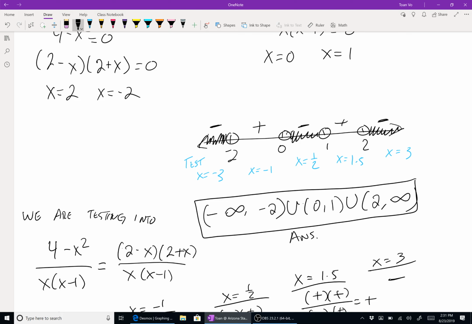Sign diagrams. To me, they're fun. It's sort of like drawing without needing to be an artist. So to solve nonlinear inequalities, get everything onto one side, factor as much as possible, solve it as if it was an equal sign, and make your sign diagram. That is the completion of 1.8.